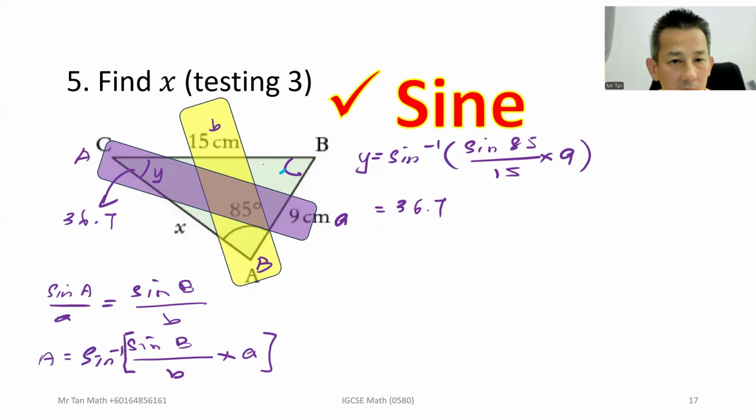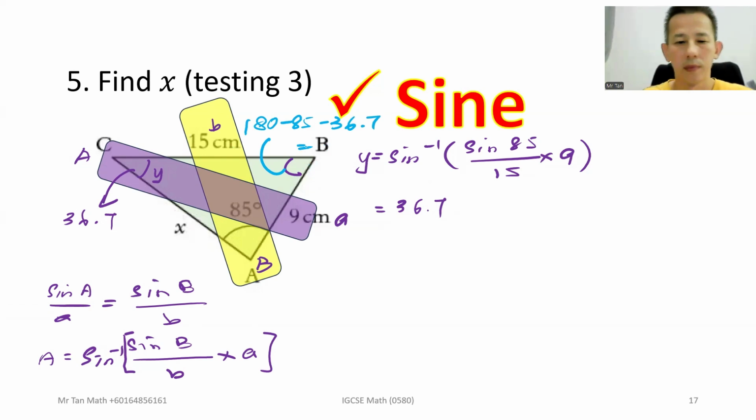Therefore, this angle will be 180 minus 85 minus 36.7. You should get 58.3. Okay.